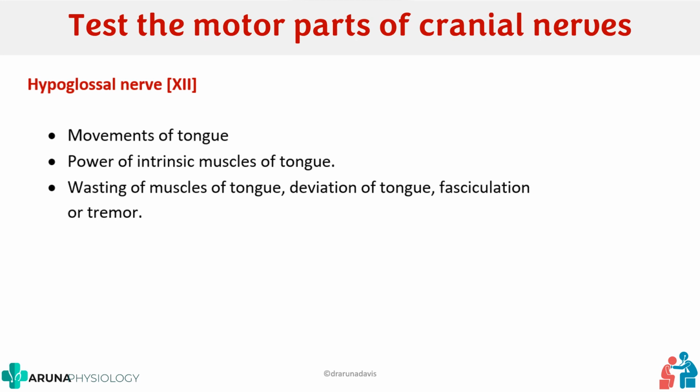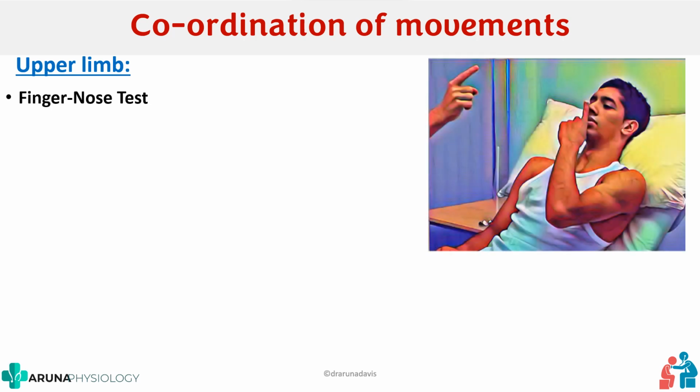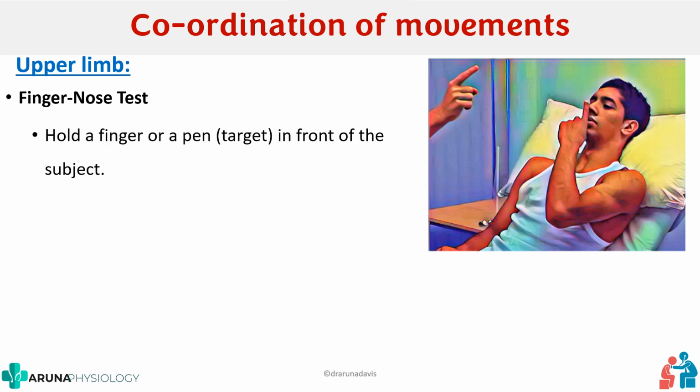So now our next heading is coordination of movements. We have to test for coordination of movements separately for upper limb and lower limb. So we'll see what are the tests involved. So for upper limb coordination, the first test is called the finger nose test. So for the finger nose test, we have to hold the finger. The examiner should hold the finger in front of the subject.